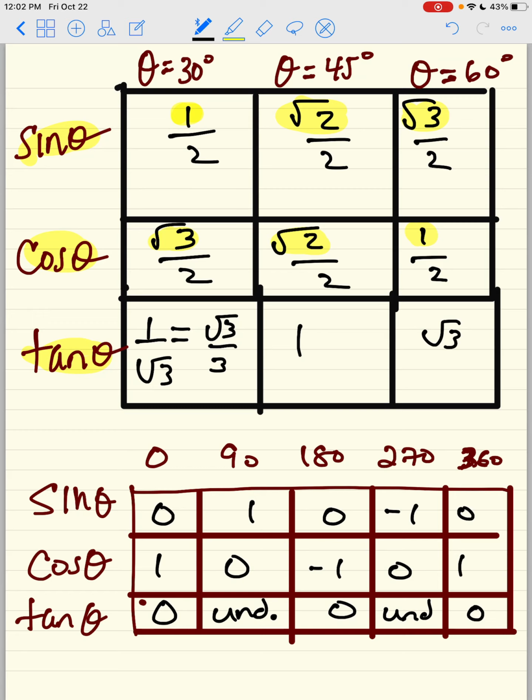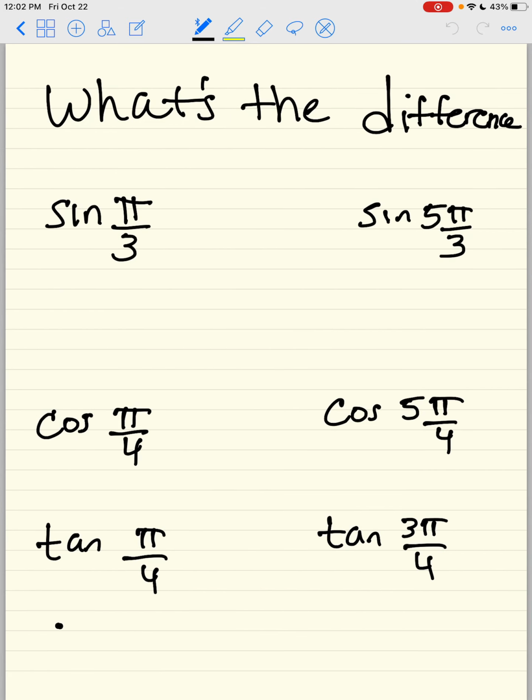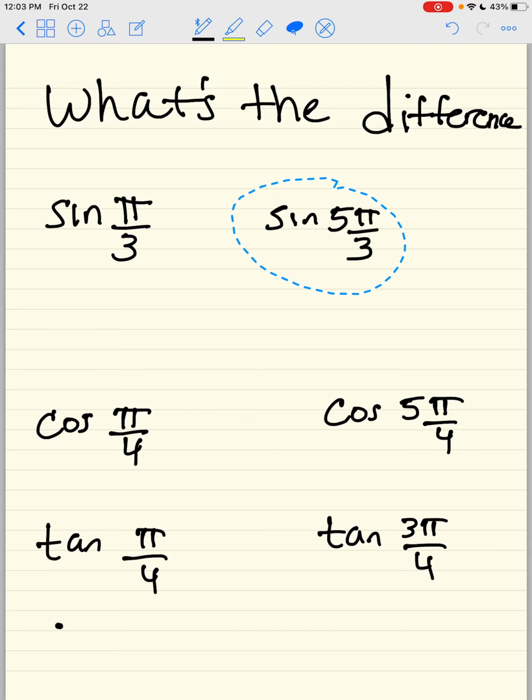Everyone should have this down as something that we need to know. Take it with you to every single problem. Keep referring back to it. I call it a reference chart. I write here, what's the difference between pi over 3 and 5 pi over 3? Well, the only difference between these two values is going to be the sign of the value, SIGN.